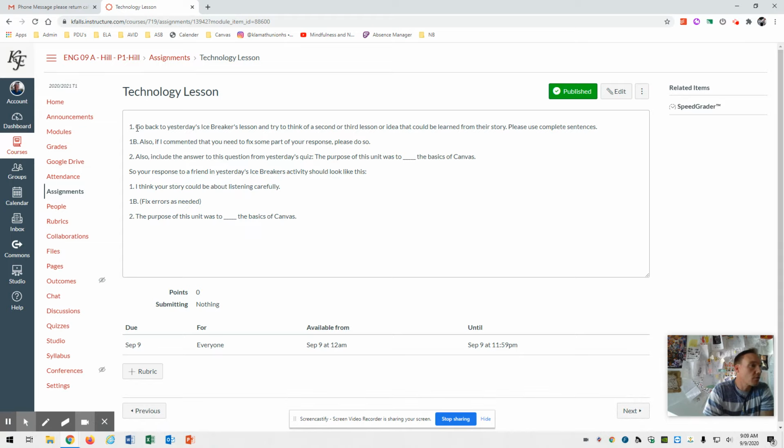Today's technology lesson says, number 1, go back to yesterday's icebreakers lesson and try to think of a second or third idea that could be learned from their story. Please use complete sentences, right? Our unit is trying to figure out the big idea, so we want lots of practice. What's the big idea to this story? And we want to start seeing that there can be multiple big ideas. There are a range of correct answers.